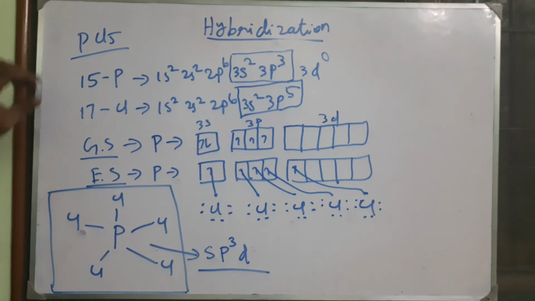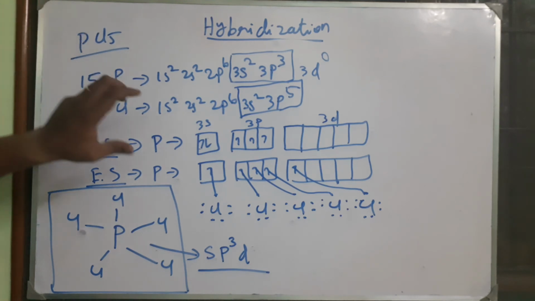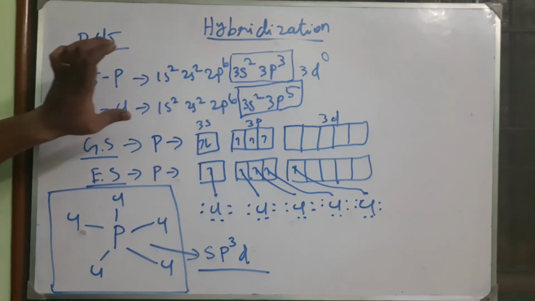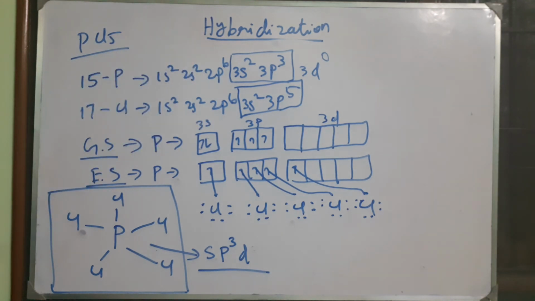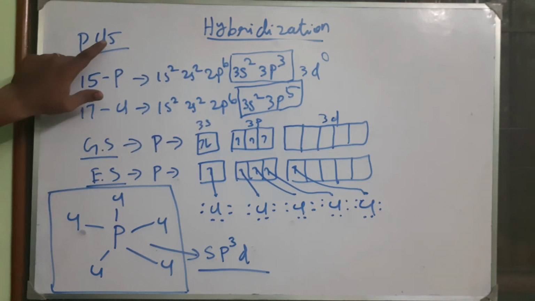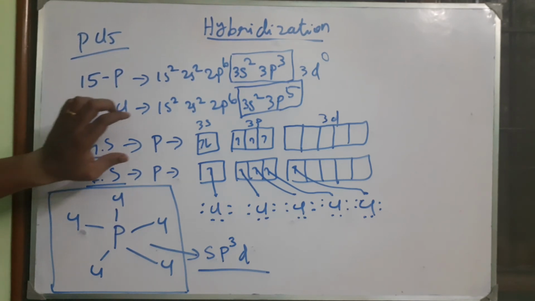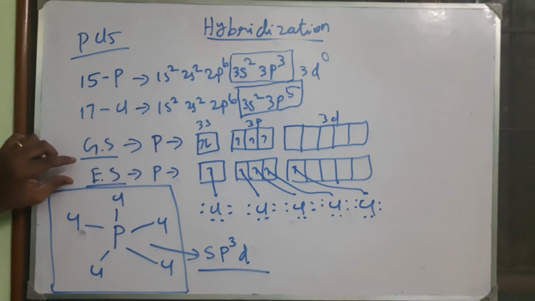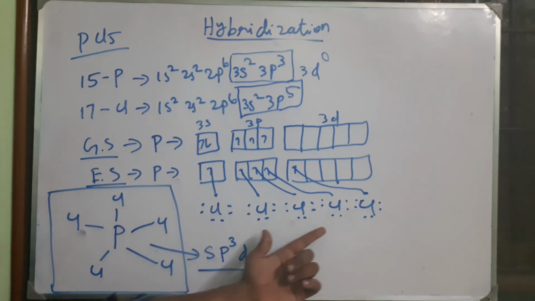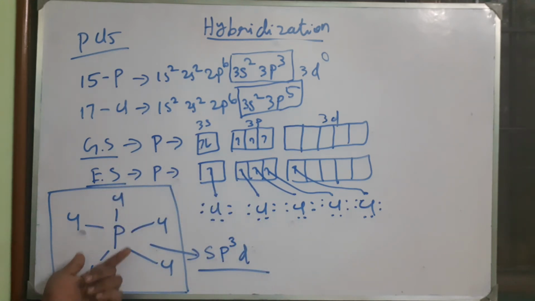Suppose they give any molecules, any compounds, we have to write the normal electronic configuration. Next, how many atoms are bonded with the central atom? Then we can write the general electronic configuration and the excited state electronic configuration. Then we can draw the structure and find out the hybridization of the molecule. So this is the way we can find out the hybridization of molecules.